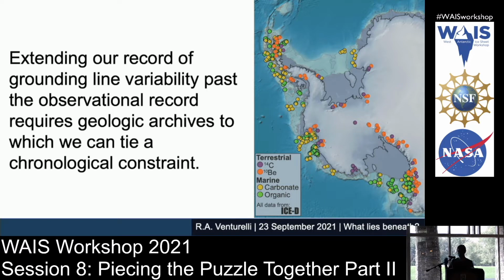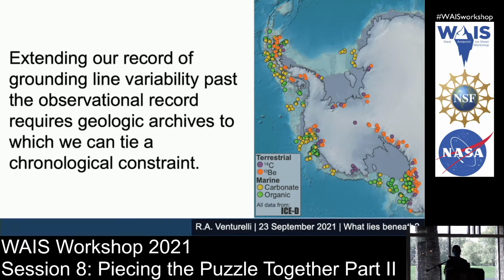This image on my slide shows all of the existing published marine data that tell us when and how ice retreated from the continental shelf to its present position, constrained by marine radiocarbon. And the points on land tell us about the exposure history of Antarctic ice, so when ice left these areas. But one of the things that you'll notice in this map is that all of the points are from ice-free areas. And that only allows us the opportunity to ask questions of when did ice leave this area?